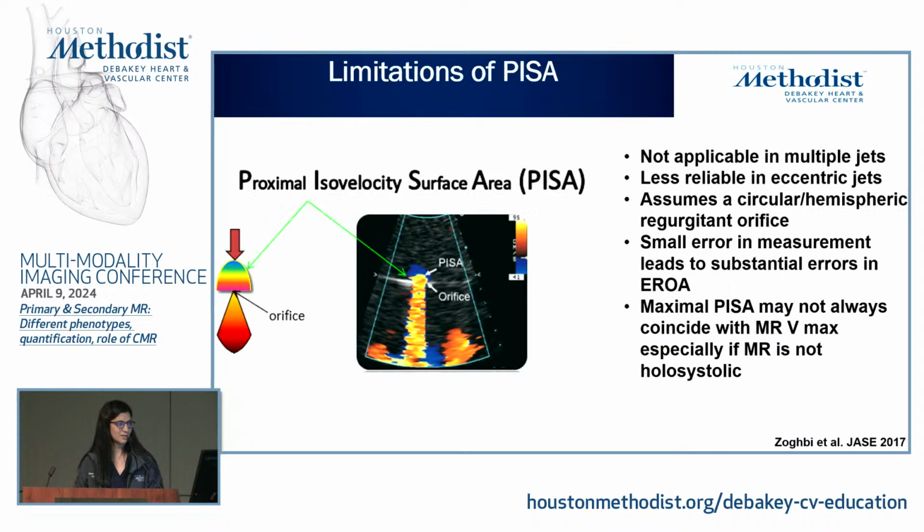Limitations of the PISA method are that it's not applicable in multiple jets. You can't just go around and add up all these little PISAs together. It's less reliable in eccentric jets, and it assumes a circular or hemispheric regurgitant orifice. Small errors in measurement can lead to substantial errors in the EROA measurement because you're relying on that radius you're calculating. And the maximal PISA might not always coincide with the Vmax of your MR jet. Because you're using your peak velocity of the MR jet to calculate your regurgitant volume, if that's not coinciding with your PISA, then that leads to inaccuracies in the evaluation.